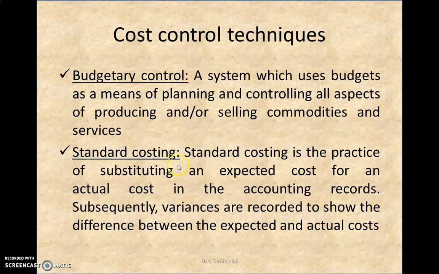So standard costing and budgetary control are more or less equal, but they are different. Budgetary control is the difference between the actual and budgeted cost. Standard cost is the difference between the actual and expected cost.